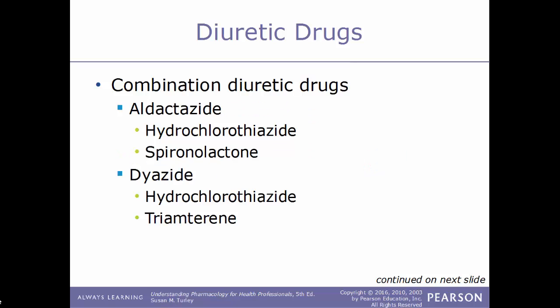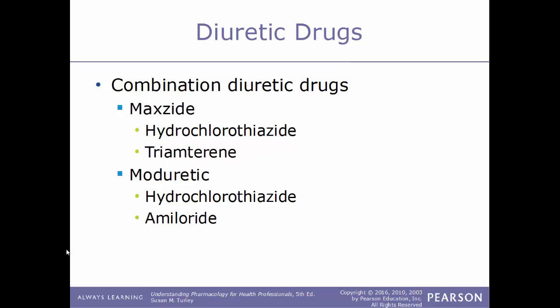See, for example, the drug Aldactazide is really a combination of hydrochlorothiazide and spironolactone. The drug Dyazide is a combination of hydrochlorothiazide and triamterene. Another example of a combination diuretic would be Maxzide, that is a combination of hydrochlorothiazide and triamterene. The drug Moduretic is a combination of hydrochlorothiazide and amiloride.